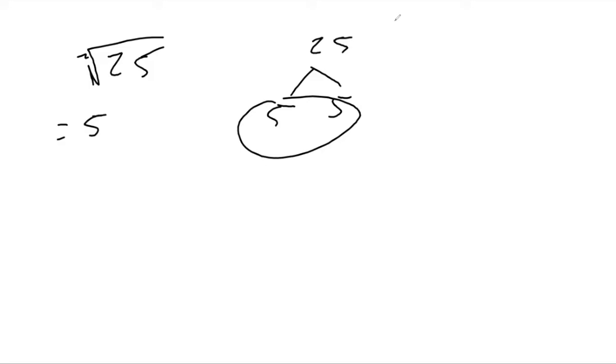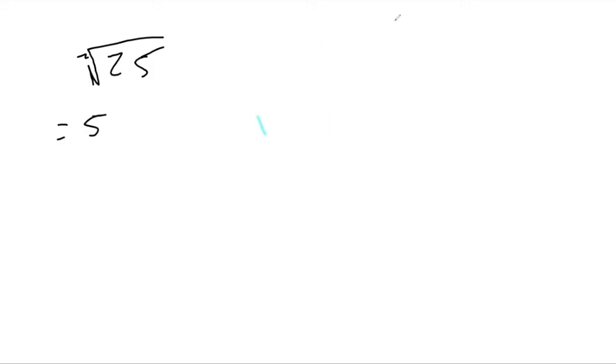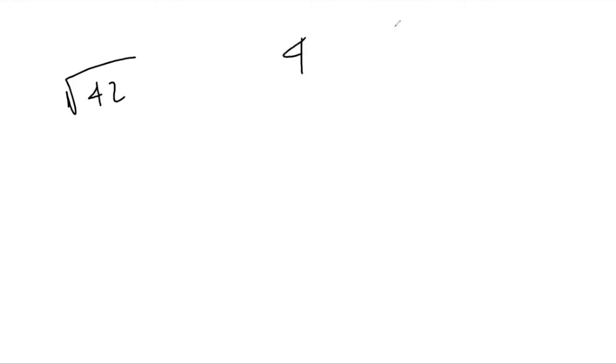So let's try something a little tougher. Let's consider the square root of 42. This isn't a perfect square, so it's a little tougher. But we're going to do the same thing. We're going to break this down into its prime factors. Since this is even, I'll just start with 2. So we'll have 2 and 21, and then 3 and 7. Oh, looks like I picked a bad example. Let's try another one.